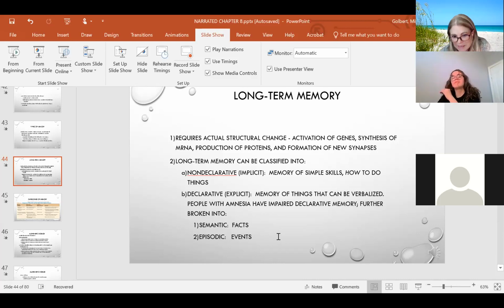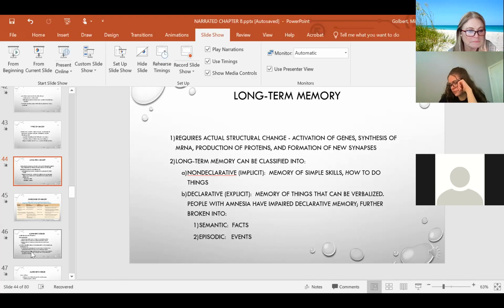And declarative is the one that you all want to have for the test next week. Is the one that you can verbalize, you can declare. That's why it's called declarative. Declaring means you can bring it up back, right? And you remember that. So semantic means that you can remember facts, or episodic, where you remember events. Obviously, it's good to have both, right? So that's your long-term memory.